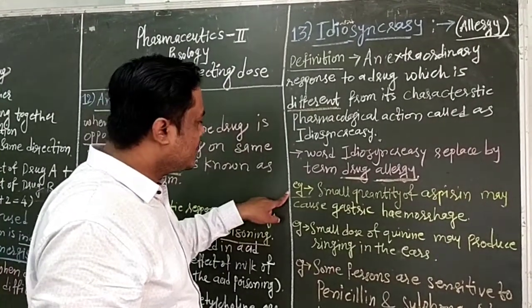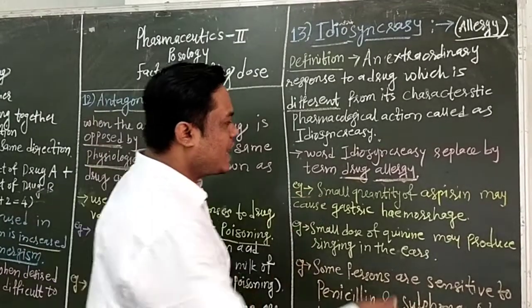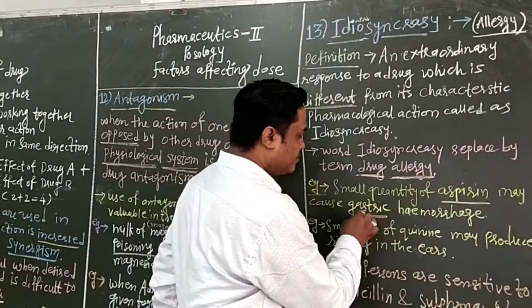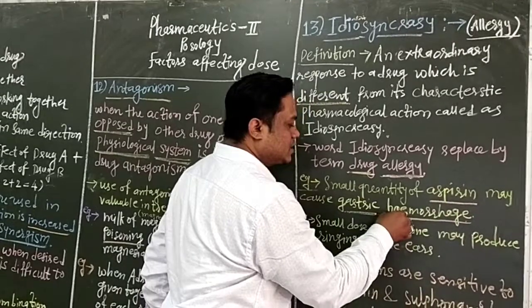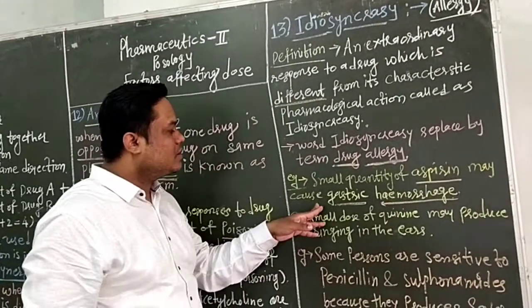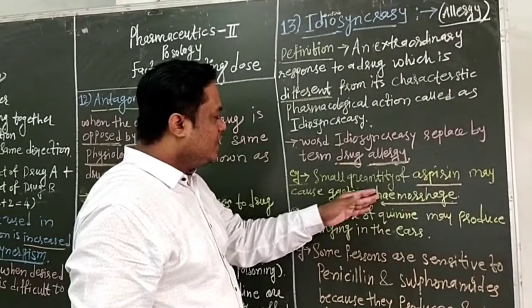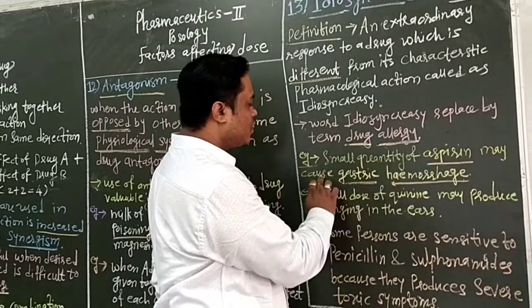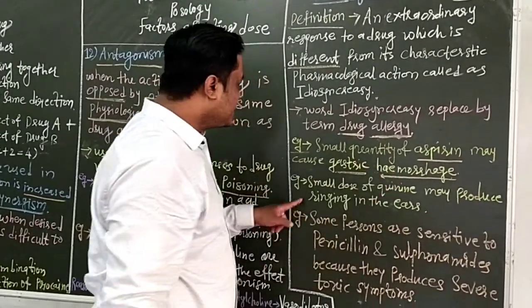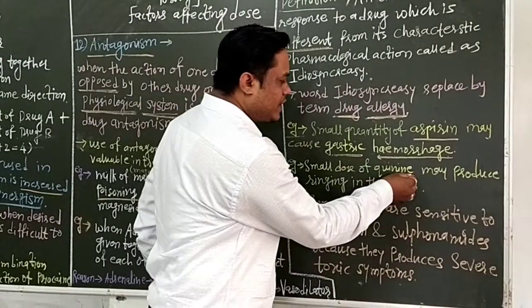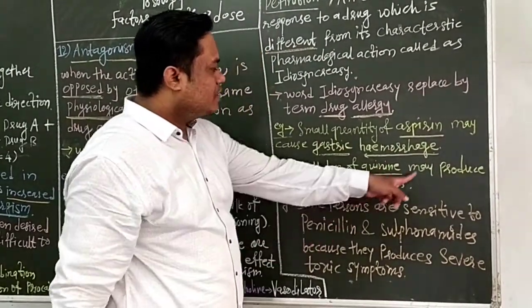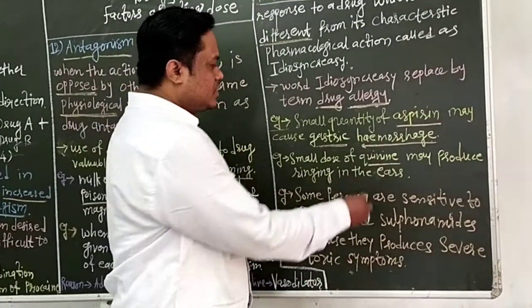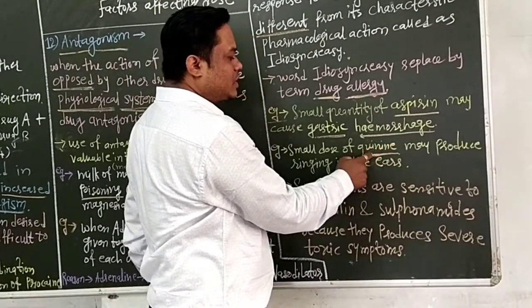For example, a small quantity of aspirin, this is the name of the drug, may cause gastric hemorrhage. Gastric hemorrhage means internal bleeding in the gastric region. Then the second example: a small dose of quinine when given to the patient may produce ringing sound in the ears, which is an extraordinary response to quinine.